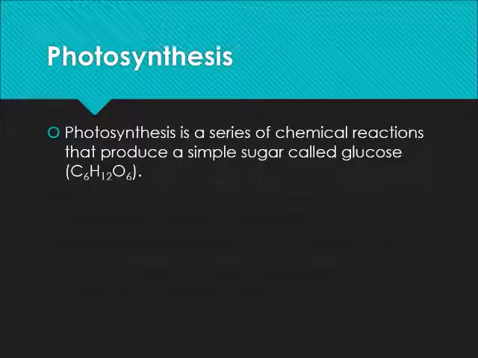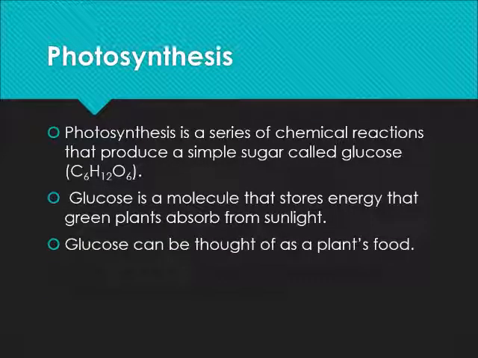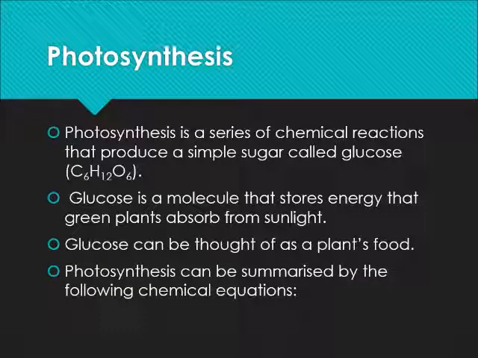Photosynthesis uses a series of chemical reactions that produce glucose. Glucose is a molecule that stores energy, as we said before, and that's created by the plants that absorb sunlight. So glucose can be thought of as a plant's food, and photosynthesis can be summarized in the following.